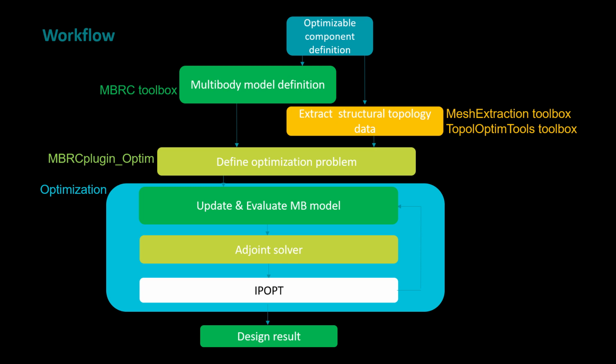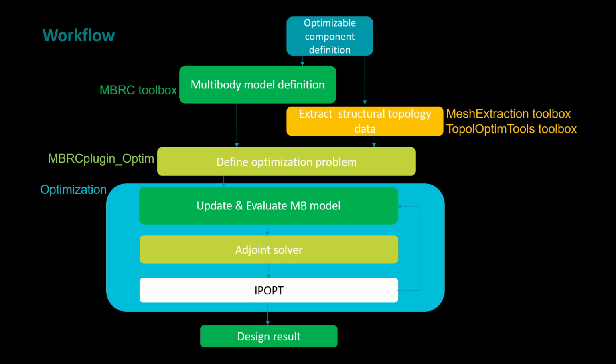In order to do this, we have come up with a workflow to perform topology optimization based on a flexible multi-body model. In this workflow, we combine multiple toolboxes and toolchains that we have developed over the years within DMMS-D and within Flanders Make. First of all, we have our MBRC toolbox that allows us to define and simulate flexible multi-body systems. Next to this, we can interface with the mesh extraction and topology optimization toolbox to ensure that we can set up a topology parameterized description of the components in the system.